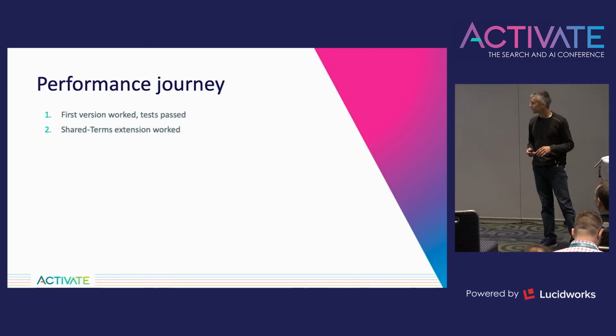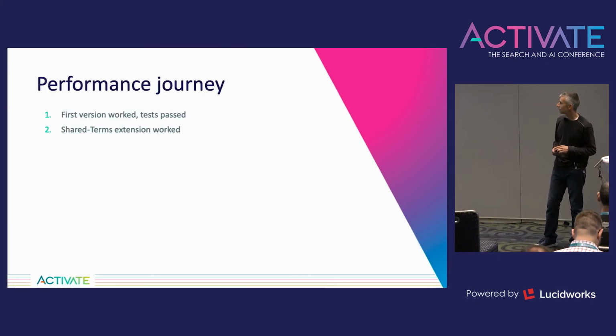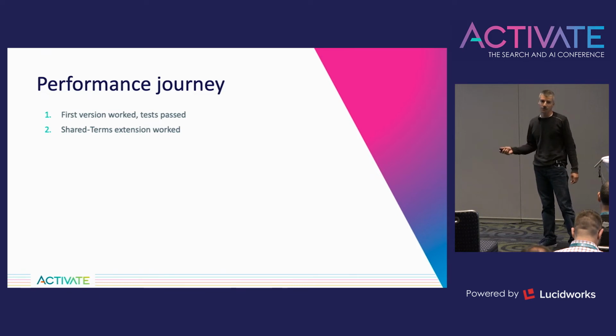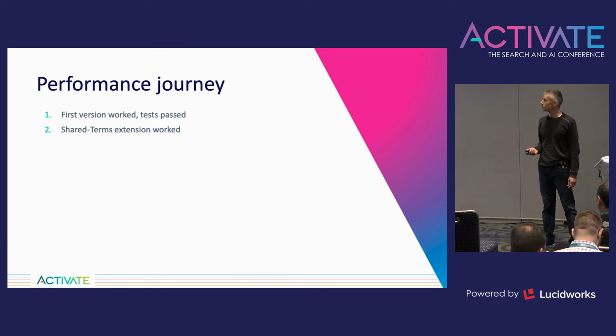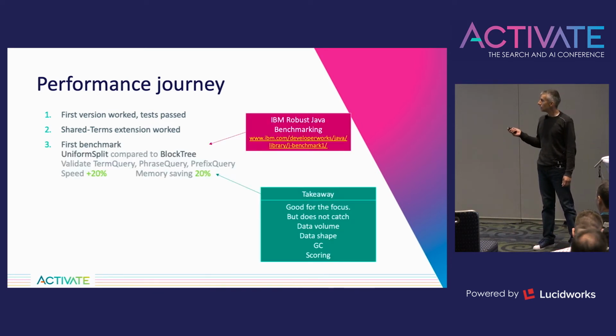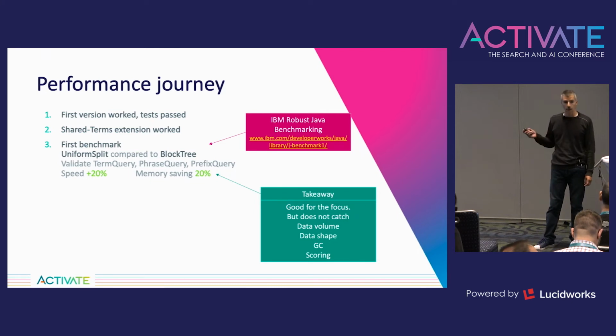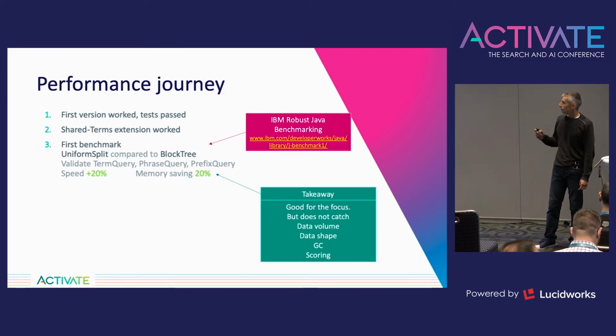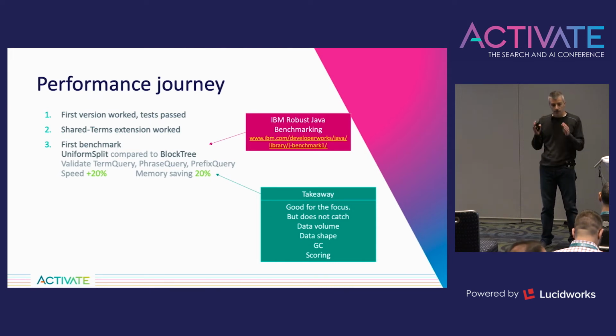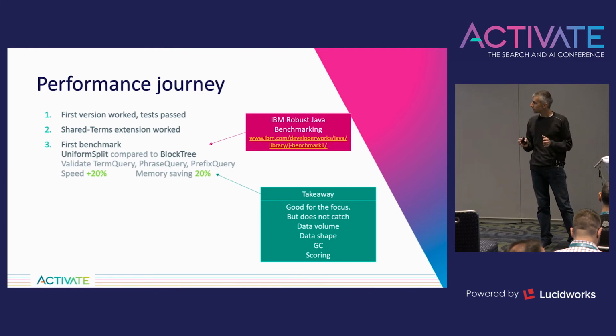Performance. This is a journey in itself. So we have a first version that worked, test pass. A second extension worked also. We started benchmarking with IBM robust Java benchmarking. There are other benchmarking tools out there. We compared UniformSplit to block tree, and at that step, we focused on some queries. We focused on term, phrase, and prefix queries.